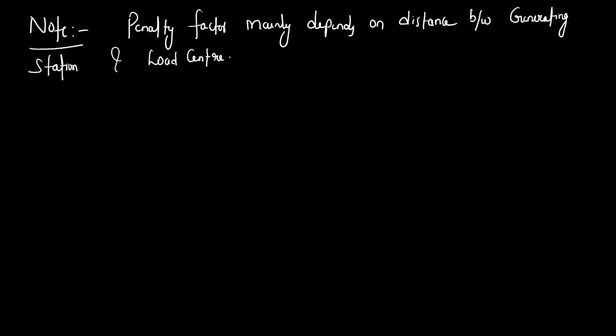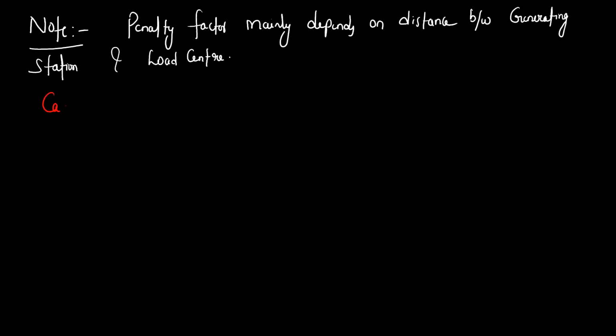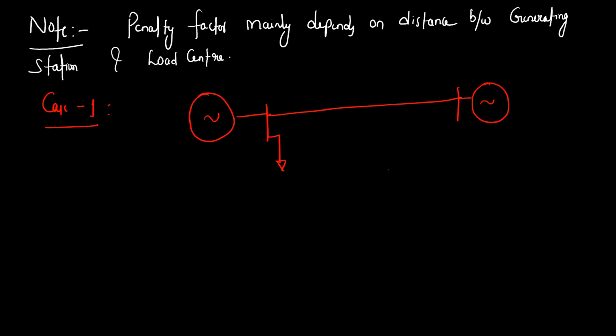Based on this point, let us see different cases. Case one: a generator is here, the load is also here, and there is one more generator here. Understand? So this is generator 1, this is generator 2, and this is the load PD, which is connected to the bus bar of generator 1.